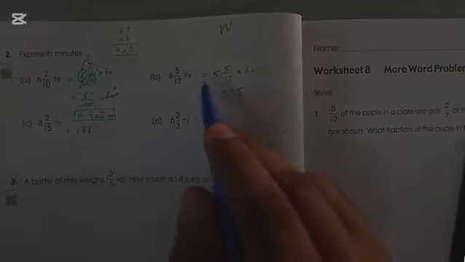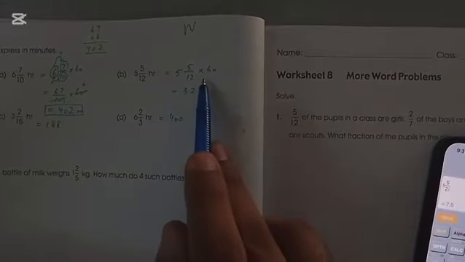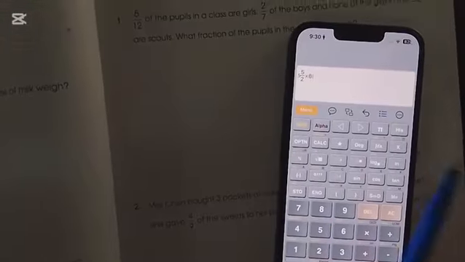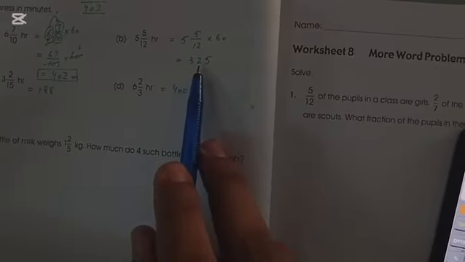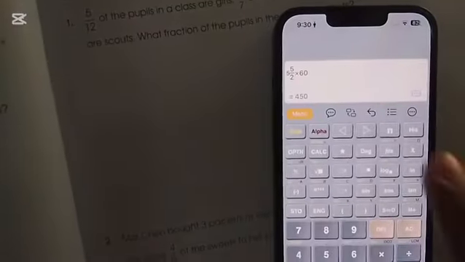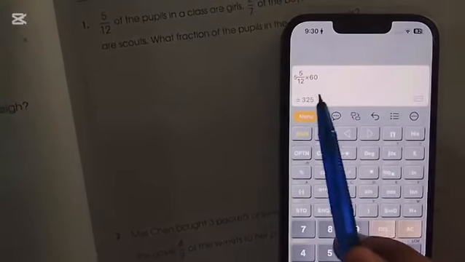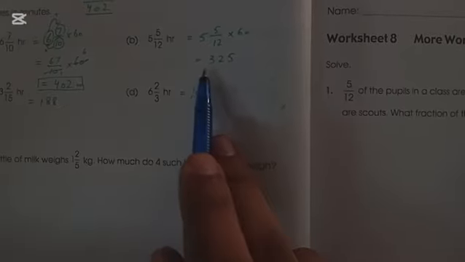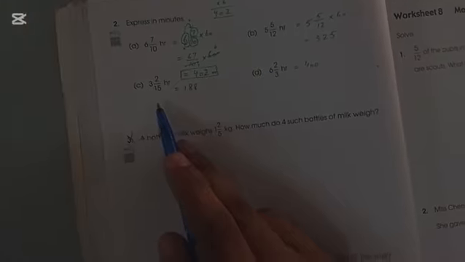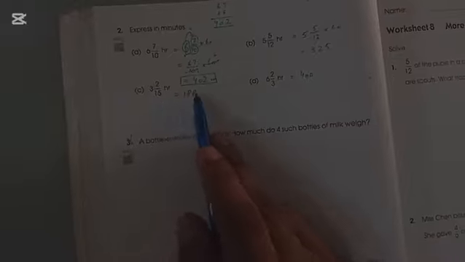So 5 and 5 over 12 multiply 60. We will clear this, and we need a mixed number. So 5, 5, 12, multiply 60, equals, and we get the answer 325. Here I have written 2, I should write 12, and then equals. The answer is 325. So this is our answer, 325. Similarly, you will solve the C part and D part using your calculators.